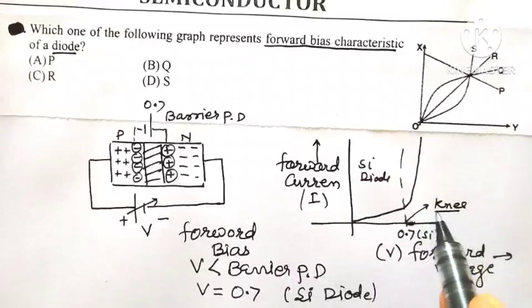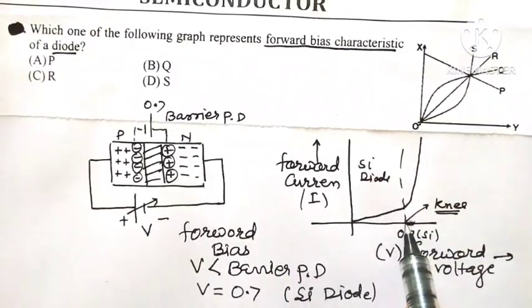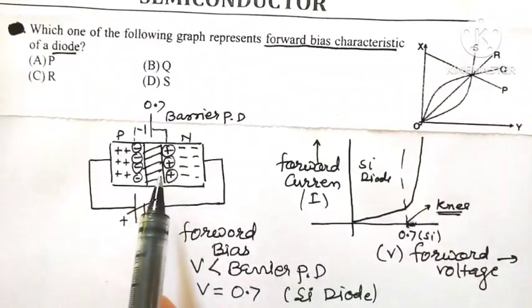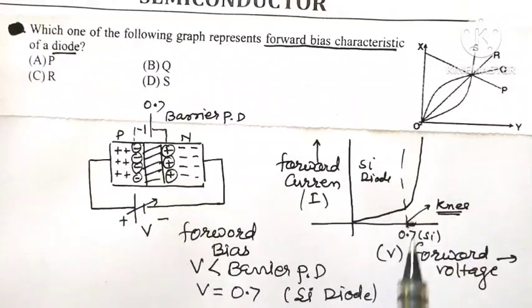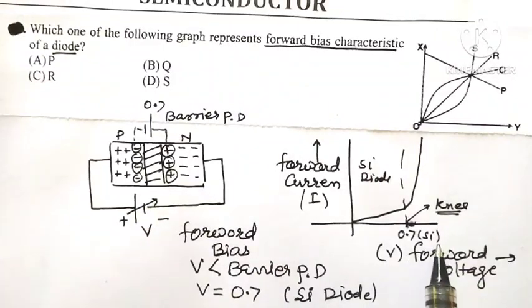Formation of what? Knee. And knee voltage is that voltage at which there will be a flow of current through the PN junction diode, and it is 0.7 volt for silicon and 0.3 volt for germanium. So you also remember, knee voltage for silicon is 0.7, knee voltage for germanium is 0.3.